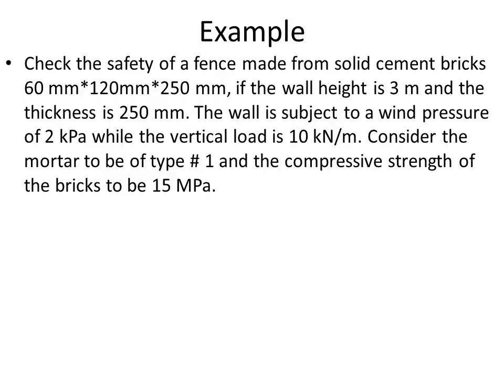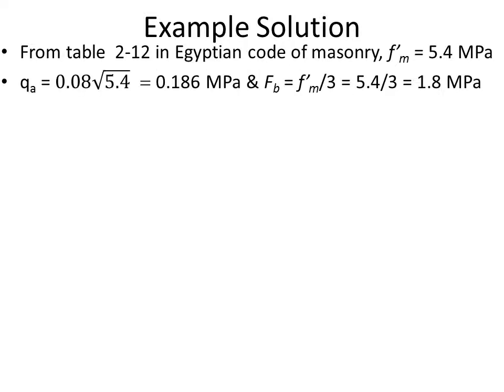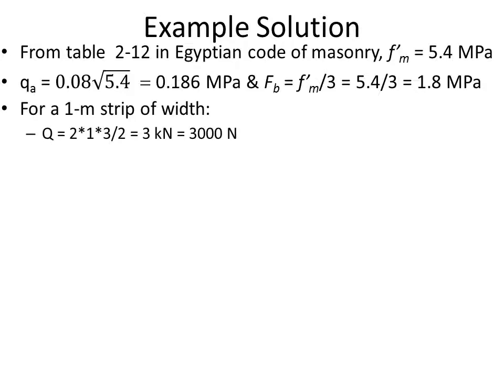Consider the mortar to be of type 1 megapascal, and the compressive strength of bricks to be 15. So from table 2-12, F'm is 5.4 megapascal, Q allowable is 0.08 times root 5.4, which is 0.186, and FB is F'm over 3, so this is 1.8 megapascal. So Q is equal to 2 times... for a 1 meter strip. Of course, we'll do all our work for a 1 meter strip because the vertical load is distributed and the wind is a pressure.